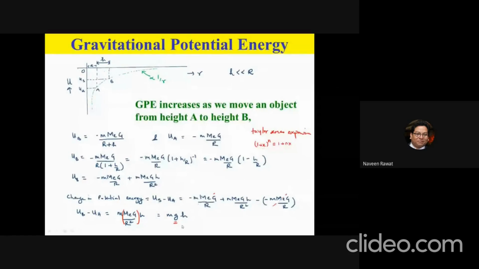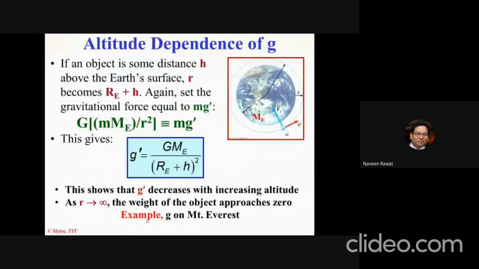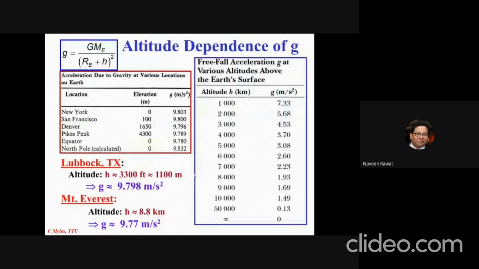A much better expression for the gravitational potential energy is one of this form, which is G M_e divided by R_e plus h square. And that is what we were trying to discuss yesterday, that this g value will change depending on your height from where you're measuring on the earth. We also looked at different altitudes and the value of g changing with respect to them. Note that this h is now a much higher value, and so it will have a significant effect on your value of g.